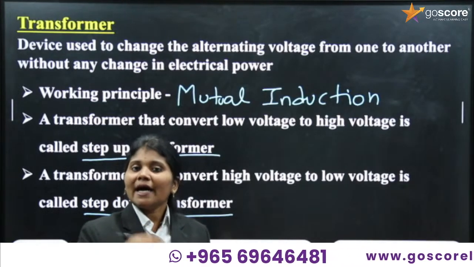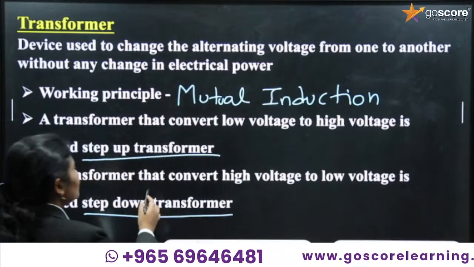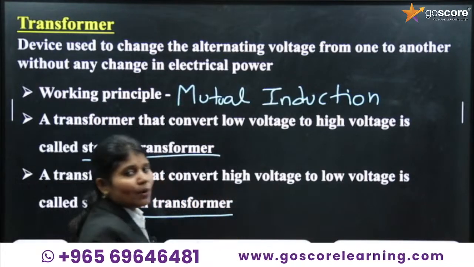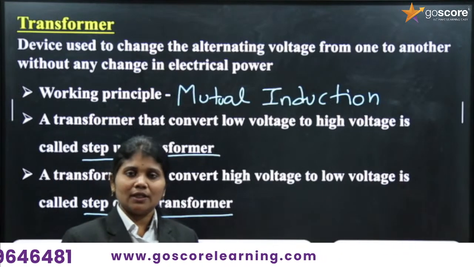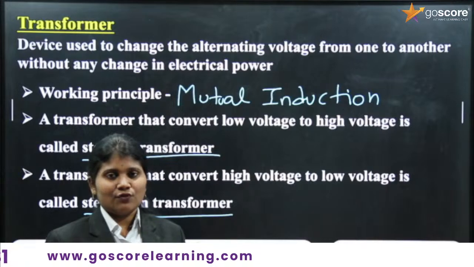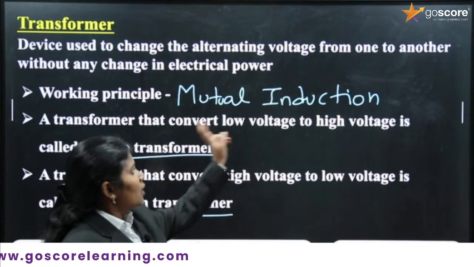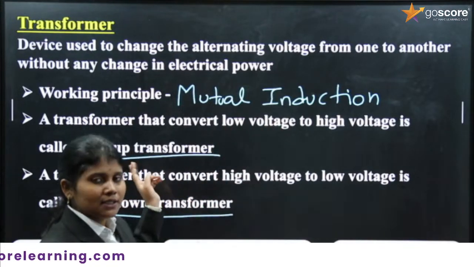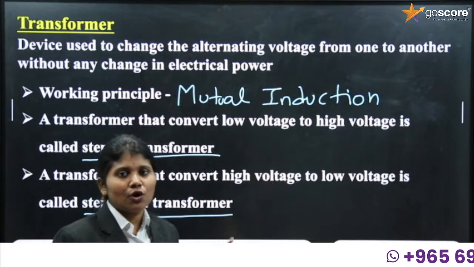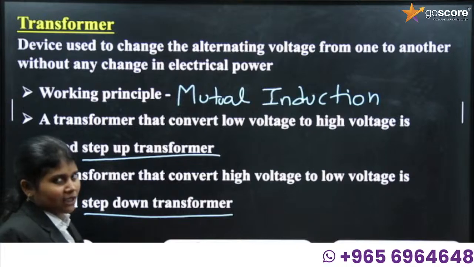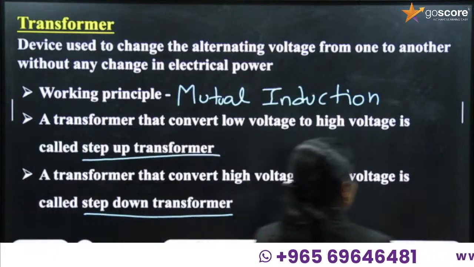Voltage will be high to low. High voltage to low voltage is called a step down. Voltage is reducing. That's why it is called a step down transformer. Voltage low to high is called a step up transformer. Voltage converting from high voltage to low voltage is called a step down transformer.